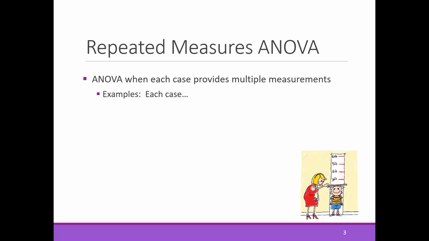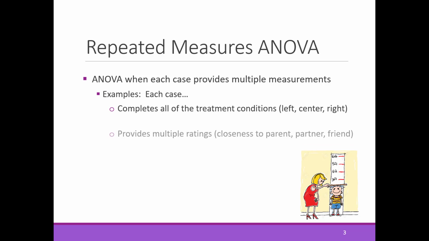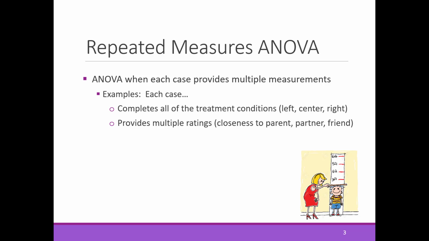So what is the repeated measures ANOVA? This is a form of an ANOVA when each case provides multiple measurements. So there are repeated measures of the same participant or case. So for example, each person or case completes all of the treatment conditions left, center, and right. So you might see that in cognitive studies. Or it provides multiple ratings, closeness to parents, partners, and friends. Or it's measured over time, so there are multiple measurement occasions of the same variable.